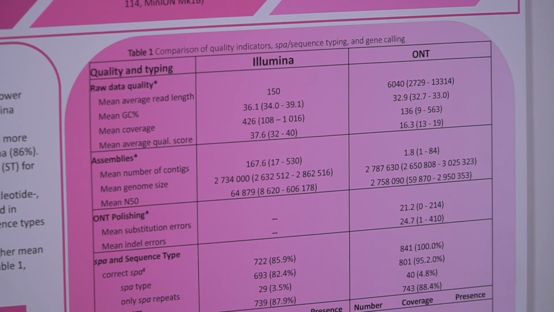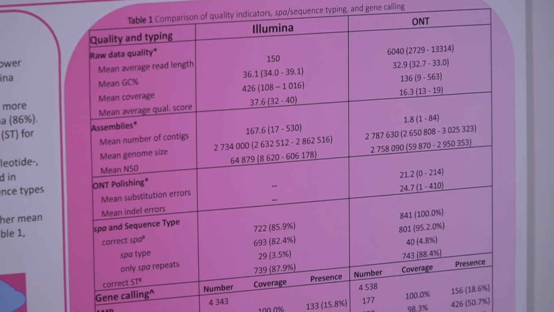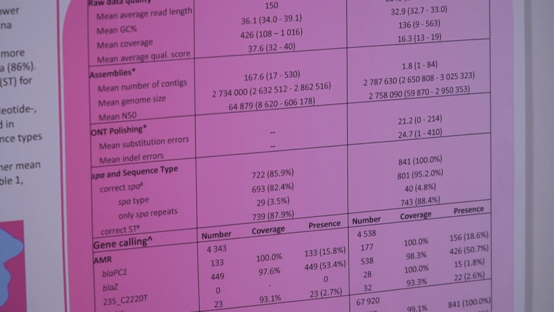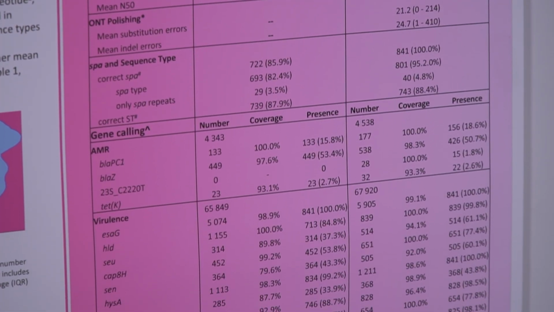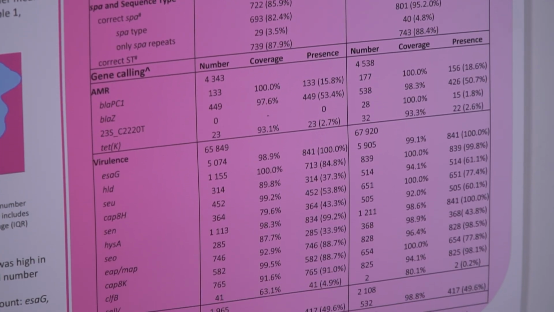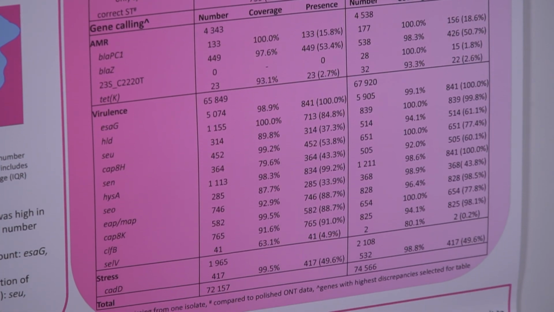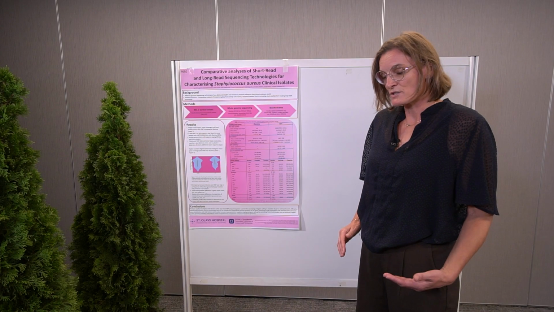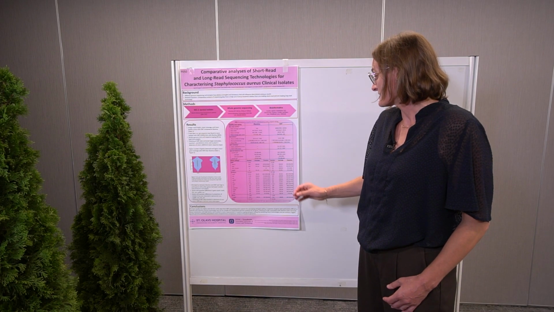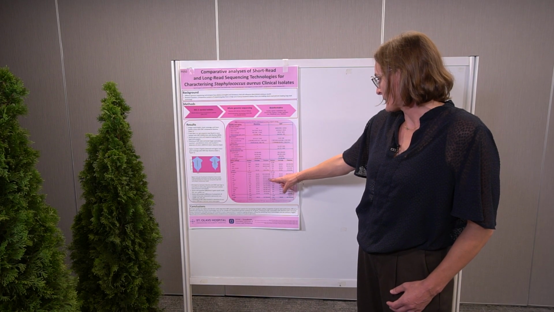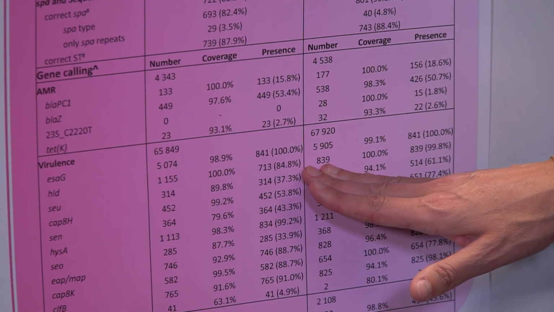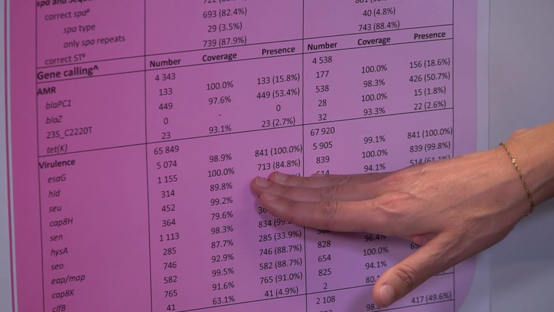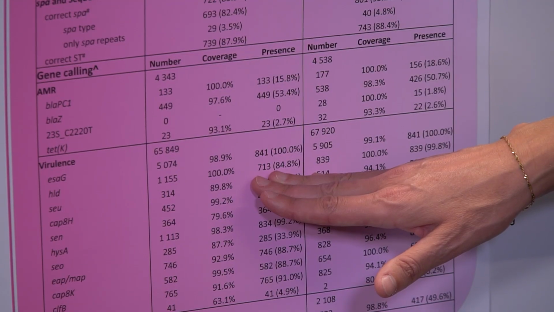And one example is the delta hemolysin gene, HLD, which was detected in a higher number with short read sequencing compared to long read. However, the detection of the presence of the gene in an isolate was only in about 85% with short read technology compared to almost all isolates with long read technology.